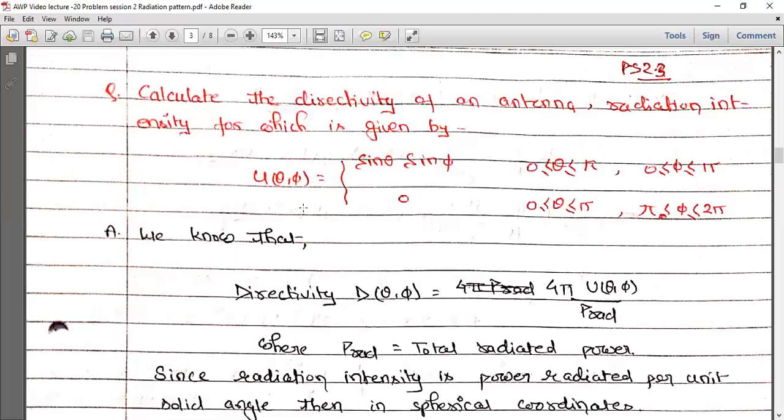So we can say that an isotropic antenna radiates the total power fed to it, or total power radiated by P rad, into a cone of solid angle 4 pi. And therefore, the average radiation intensity, or radiation intensity for an isotropic antenna, is given by P rad upon 4 pi, the total power radiated divided by 4 pi. So when we substitute U theta phi divided by U average, and we substitute P rad upon 4 pi in place of U average, you find that the expression for directivity is given by this.